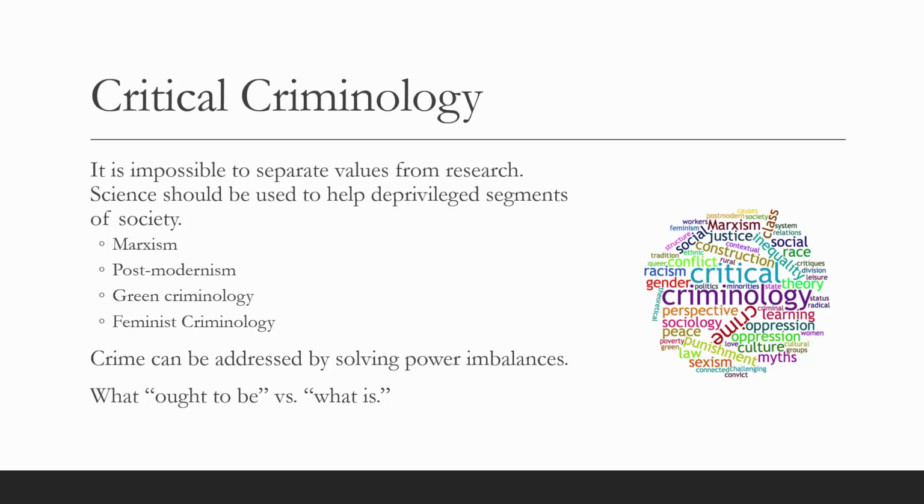Okay. So we're going to talk about 4 important critical perspectives, and that is Marxism, postmodernism, green criminology, and feminist criminology. Again, this is just like the conflict perspectives. These are not really theories. Like the Marxist is a theory, postmodernism sort of is a theory, but green criminology and feminist criminology are more just sort of, they try to, they're less theoretical in a sense. And so we will cover those as we continue.